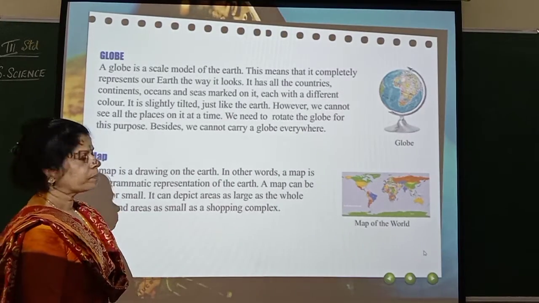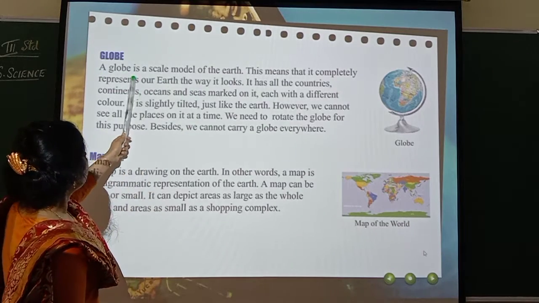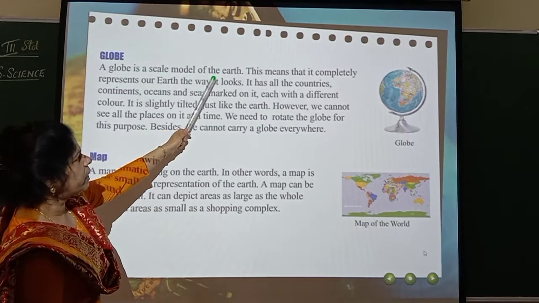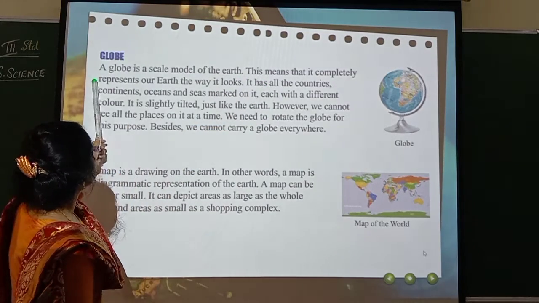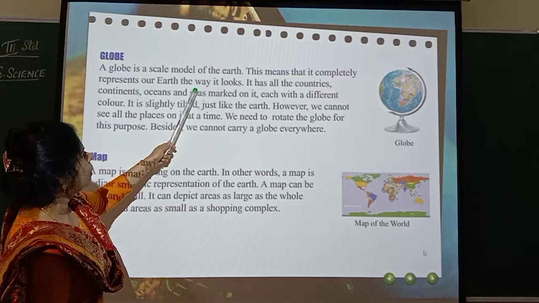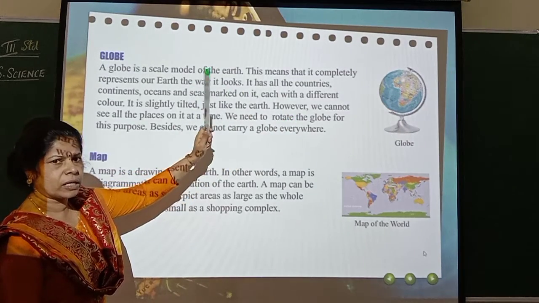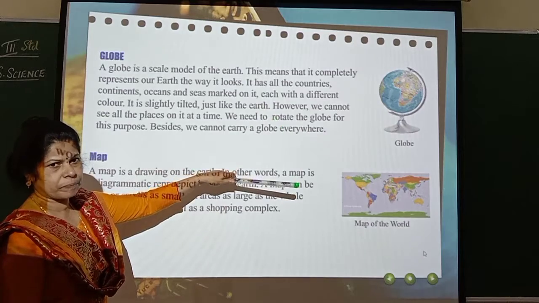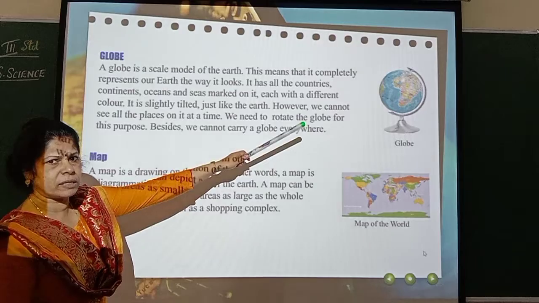The class now. So let us see about the globe. A globe is a scale model of the earth. This means that it completely represents our earth the way it looks. So earth is what? It's a planet, isn't it? And the only planet where life is existing. So, there are 8 planets. Out of that, the third one is the earth.